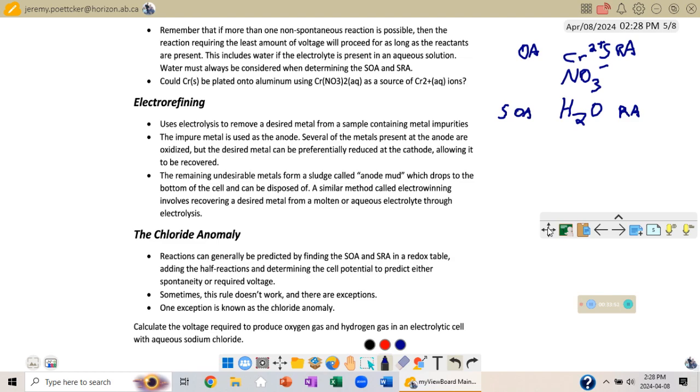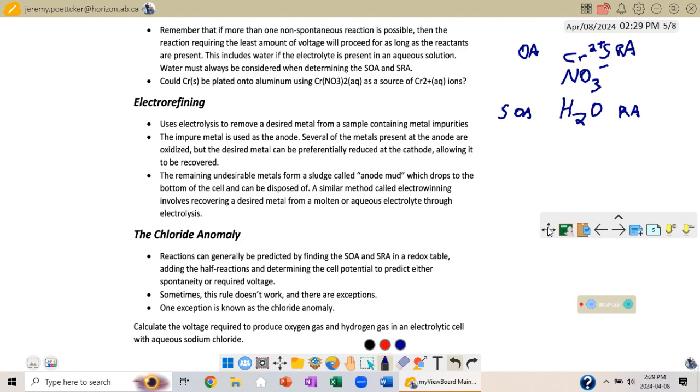All right, electrorefining. Okay, so this is actually very similar. You're going to use electrolysis to remove a desired metal from a sample which contains metal impurities. Okay, so in this case we would use the impure metal as the anode. Several of the metals present at the anode are oxidized, but the desired metal can be preferentially reduced at the cathode, which will allow it to be recovered. The remaining undesirable metals form a sludge that is often called anode mud, which drops to the bottom of the cell and then can be disposed of.